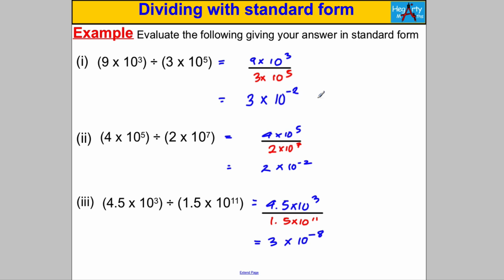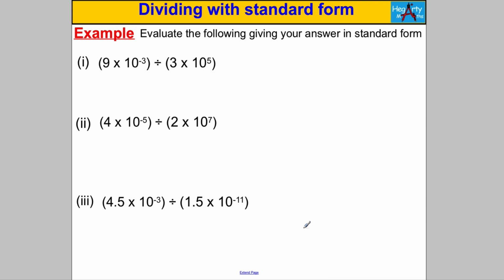Just a tiny bit more difficult because we got some negative numbers, but exactly the same really. Let's try some more. Evaluate the following given your answer in standard form. Exactly the same here, other than we've got some negatives on the go. 9 multiplied by 10 to the negative 3 over 3 multiplied by 10 to the power of positive 5.